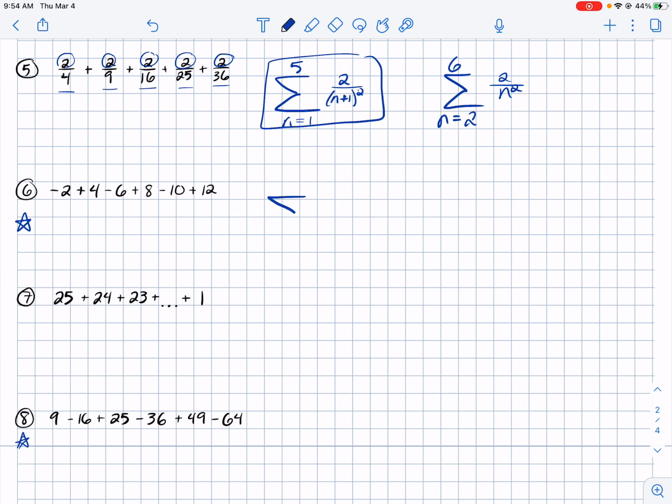For 6, starting at a lower limit of 1, 6 terms. Your rule, it was just going up by 2, so we have just 2n. That's fine. However, we're alternating positive, negative, so you want to multiply by -1 to the power of n because the first term's negative.